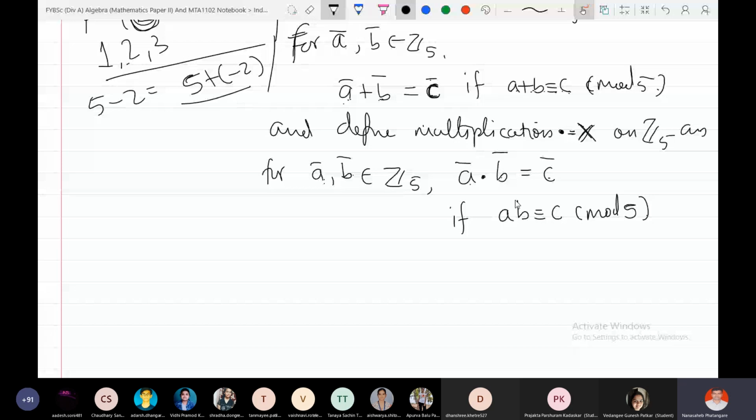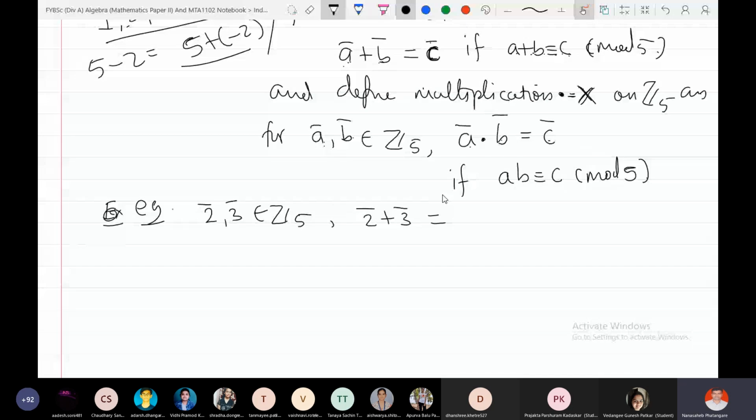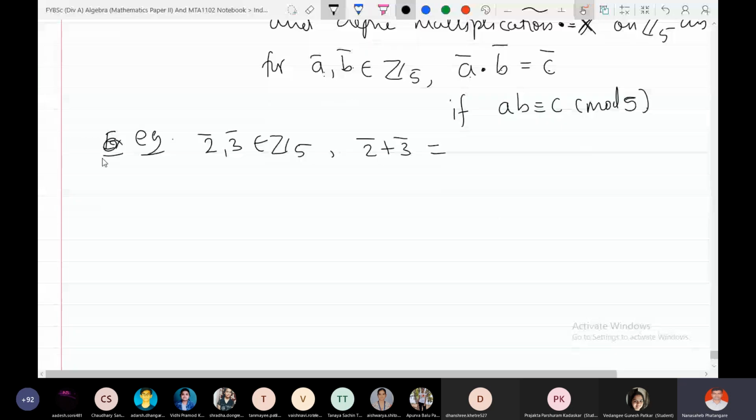For example, let us work out this. In this case, 2 bar and 3 bar are members of Z5. Am I right? Yes, sir. Then what is 2 bar plus 3 bar? What is the addition of these two classes? I should get a new class, but that class is a member of Z5, right? Okay. Now I will check. So what is 2 plus 3? 5.